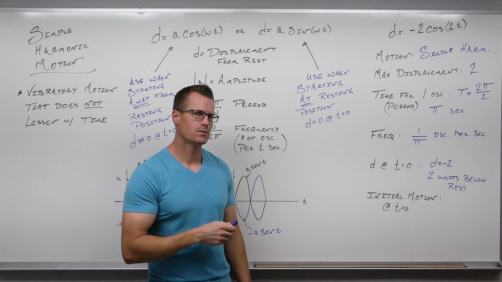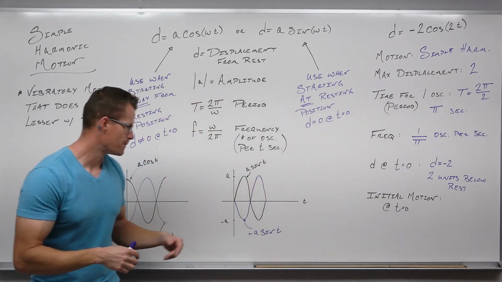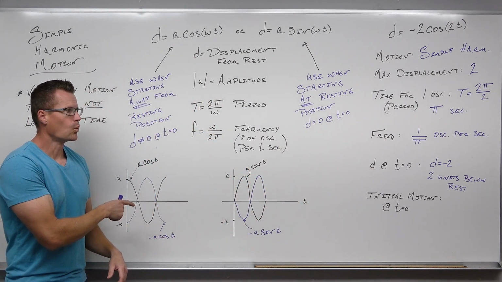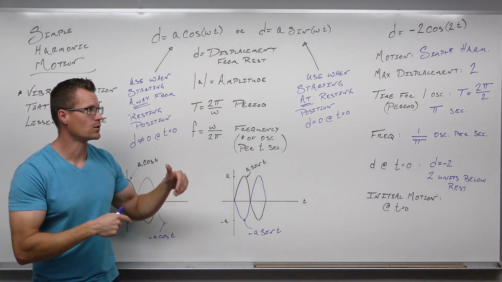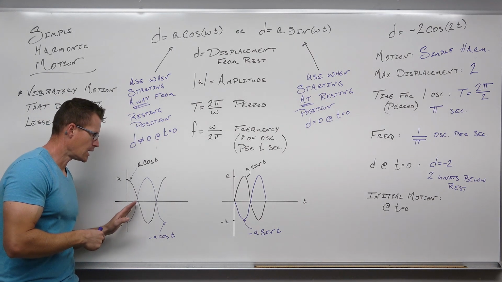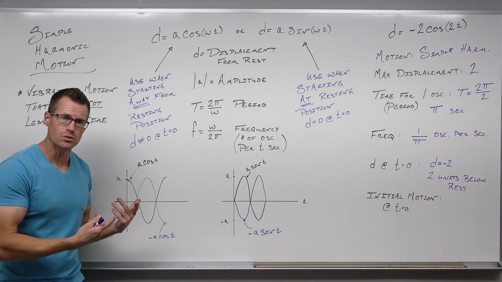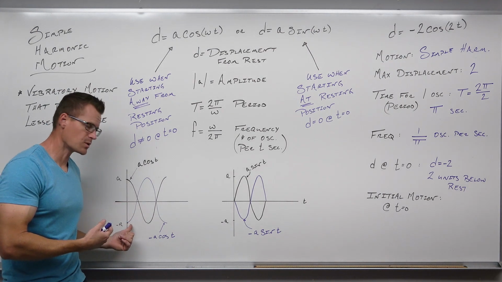Its initial motion. Well, now you could have answered this question by looking at the graph, and we could do that. So here's cosine. What would our negative cosine look like? A negative cosine is like the purple one. It starts down here and goes up. Would that have told you that your displacement is 2 units below rest? Yeah, 2 meters below rest.